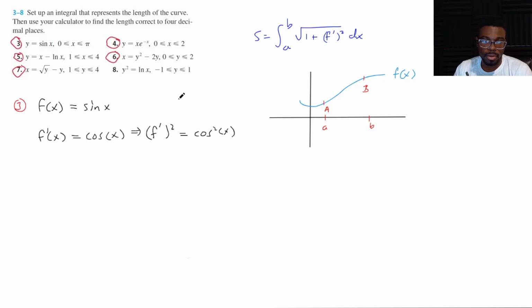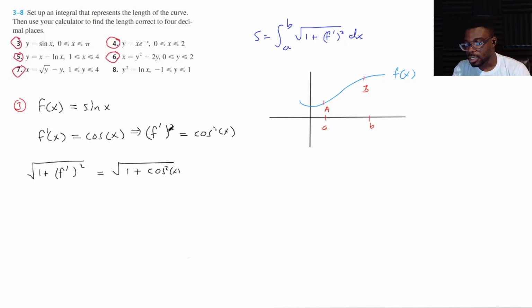So at this point we just need to add 1 to this and then take the square root. So let's do that. Square root of 1 plus f prime squared is equal to the square root of 1 plus cosine squared of x. In this case, we're not really going to try to simplify this or break it down. The problem simply wants us to set up the integral and then use our calculators to figure out what the arc length is. So that's what we're going to do.